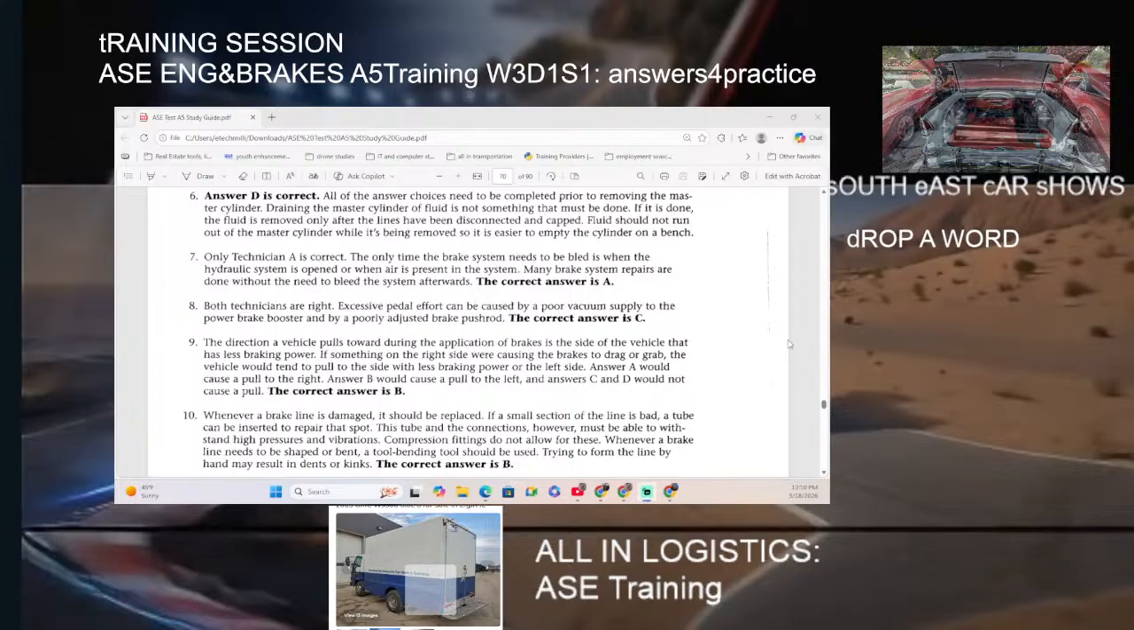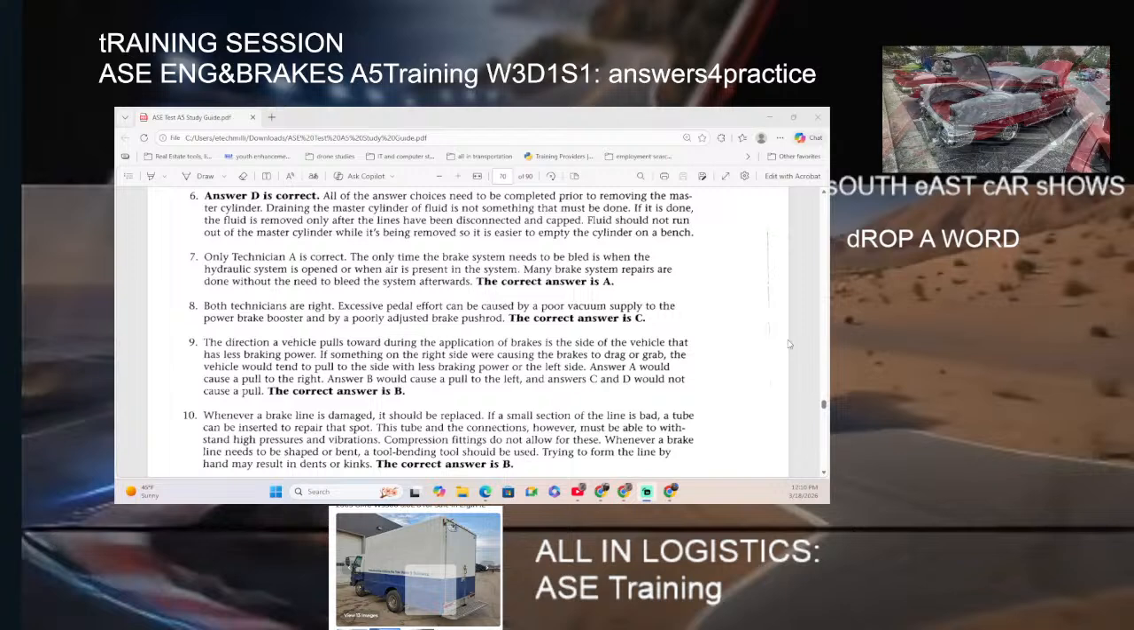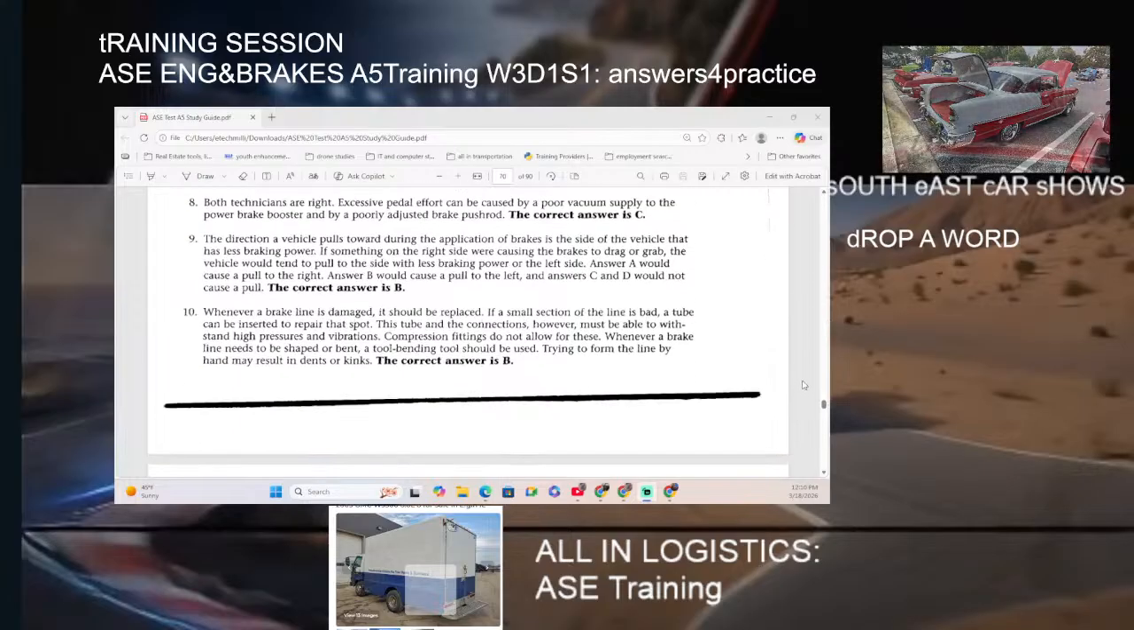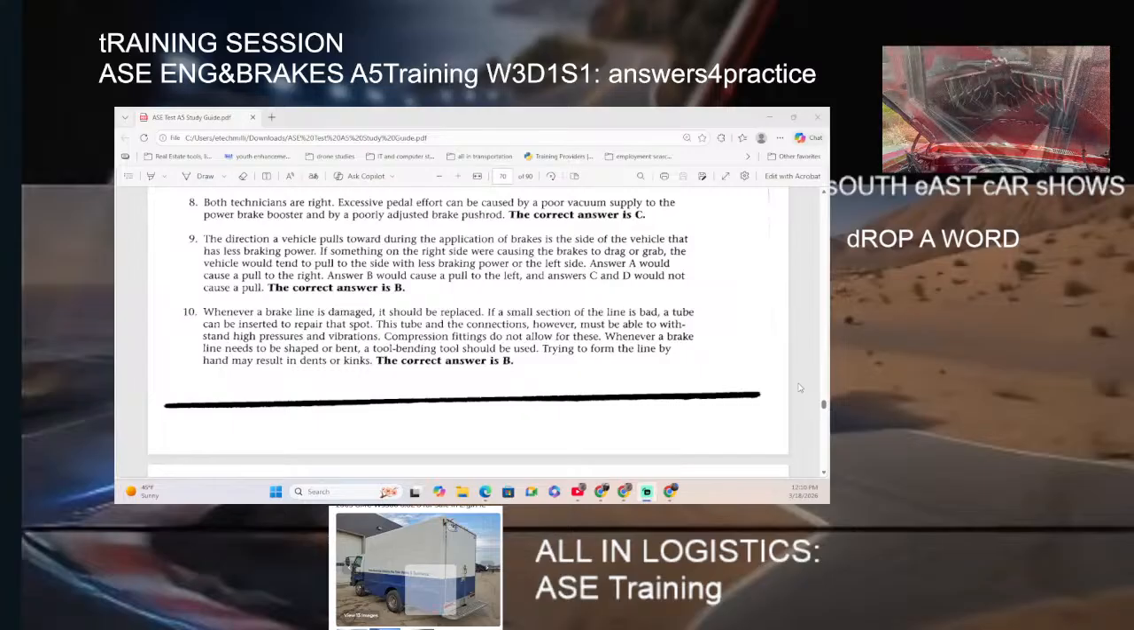7. Only technician A is correct. The only time the brake system needs to be bled is when the hydraulic system is opened or when air is present in the system. Many brake system repairs are done without the need to bleed the system afterwards. The correct answer is A. 8. Both technicians are right. Excessive pedal effort can be caused by a poor vacuum supply to the power brake booster and by a poorly adjusted brake pushrod. The correct answer is C.